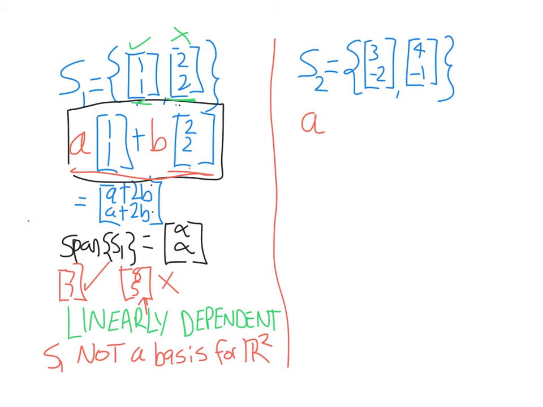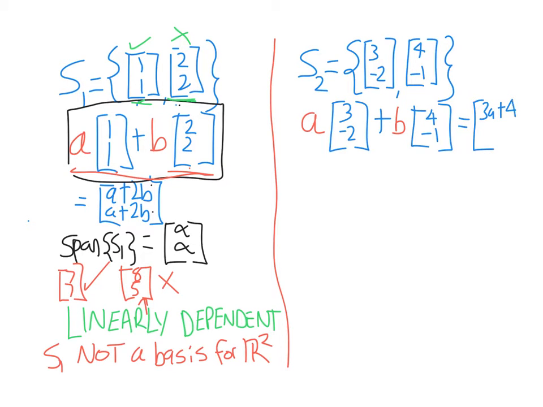It'll be some scalar times the first vector plus some scalar times the second vector. Again, there's no reason that A and B have to be equal or whatever. So if I add these together, I get 3A plus 4B and minus 2A minus B, right? So this one's a lot less obvious. Is it possible that I can write any vector in R2 as a linear combination of these two vectors?